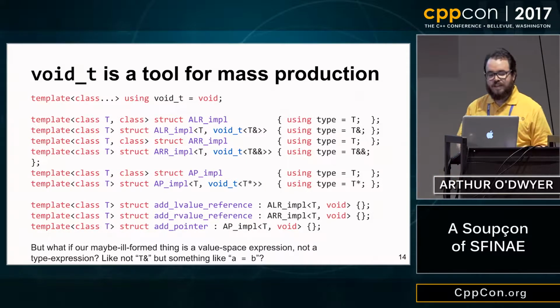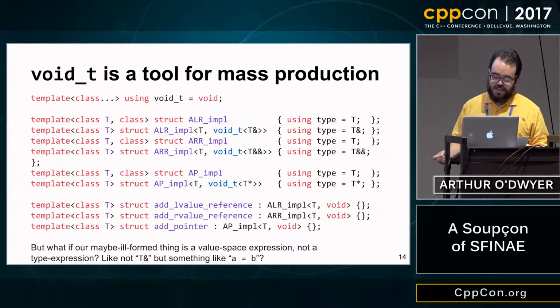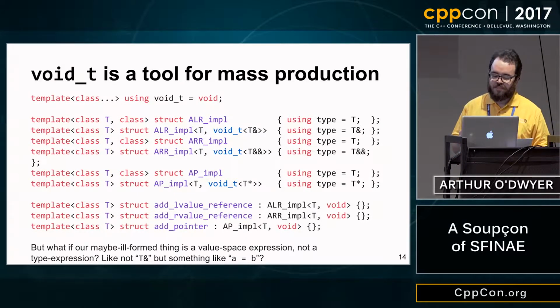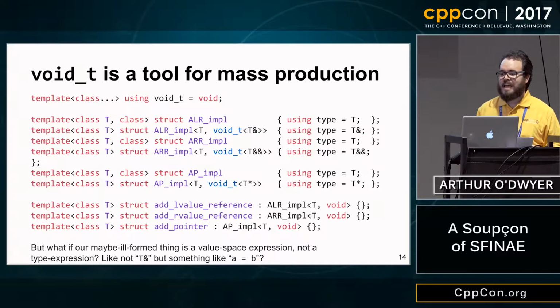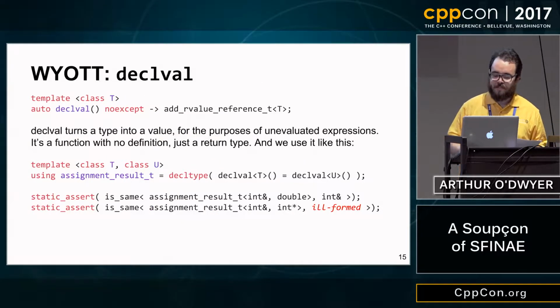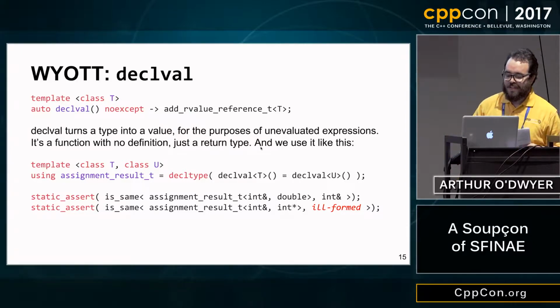But what if the thing that we want to do something based on the ill-formedness or well-formedness of is not a type expression, like tref or t star? What if it's a value space expression, like a equals b, or the ability to construct something or static cast something? So we add another function. We add declval.